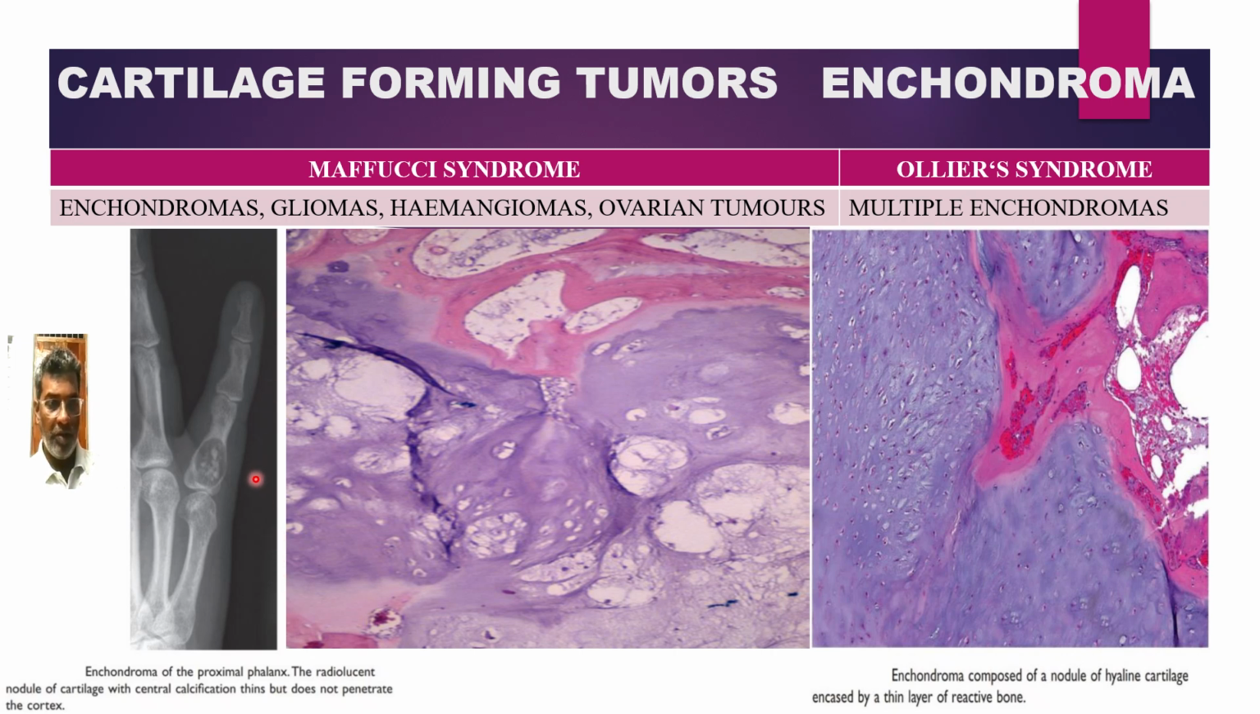This is a picture from Robbins Pathology. And if you see here, there is an enchondroma present. It is an enchondroma of the proximal phalanx. You can appreciate the radiolucent nodule of cartilage with central calcification, but it is not penetrating the cortex. Okay, this is the important feature. In both the microscopy pictures, you can see the enchondromas with reactive bone, pink in color, and this is all cartilage.